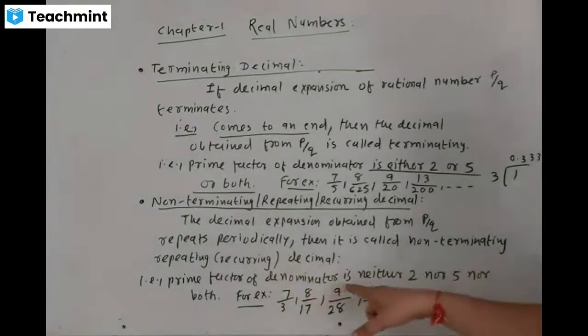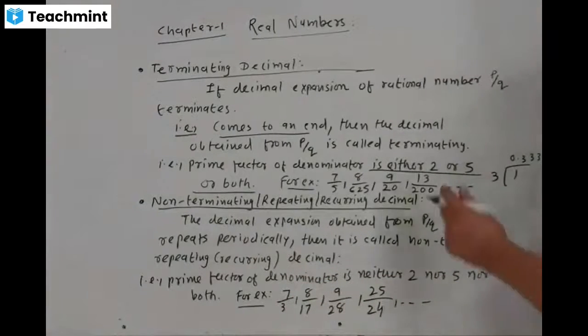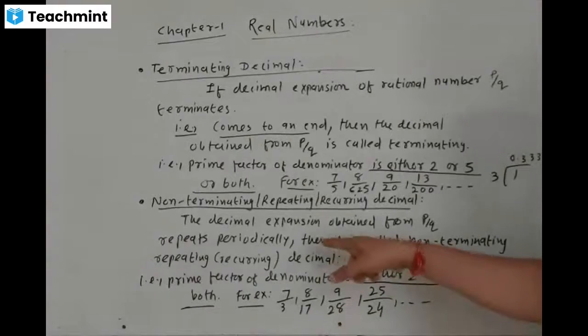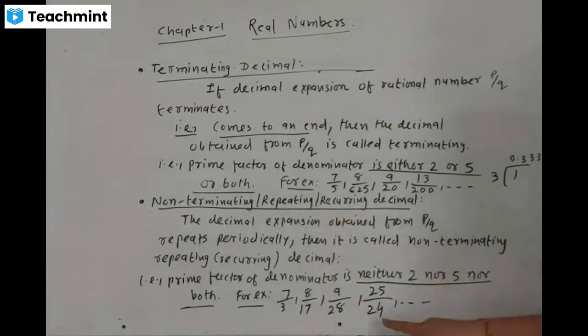The prime factorization of the denominator cannot be only 2, or 5, or both. 7 by 3: neither 2 nor 5. 8 by 17: neither 2 nor 5. 9 by 20 has 2 but another factor, 7, which is neither 2 nor 5, so the number is non-terminating, repeating, recurring. 25 by 24: one of the factors is 3, that is neither 2 nor 5. Okay.